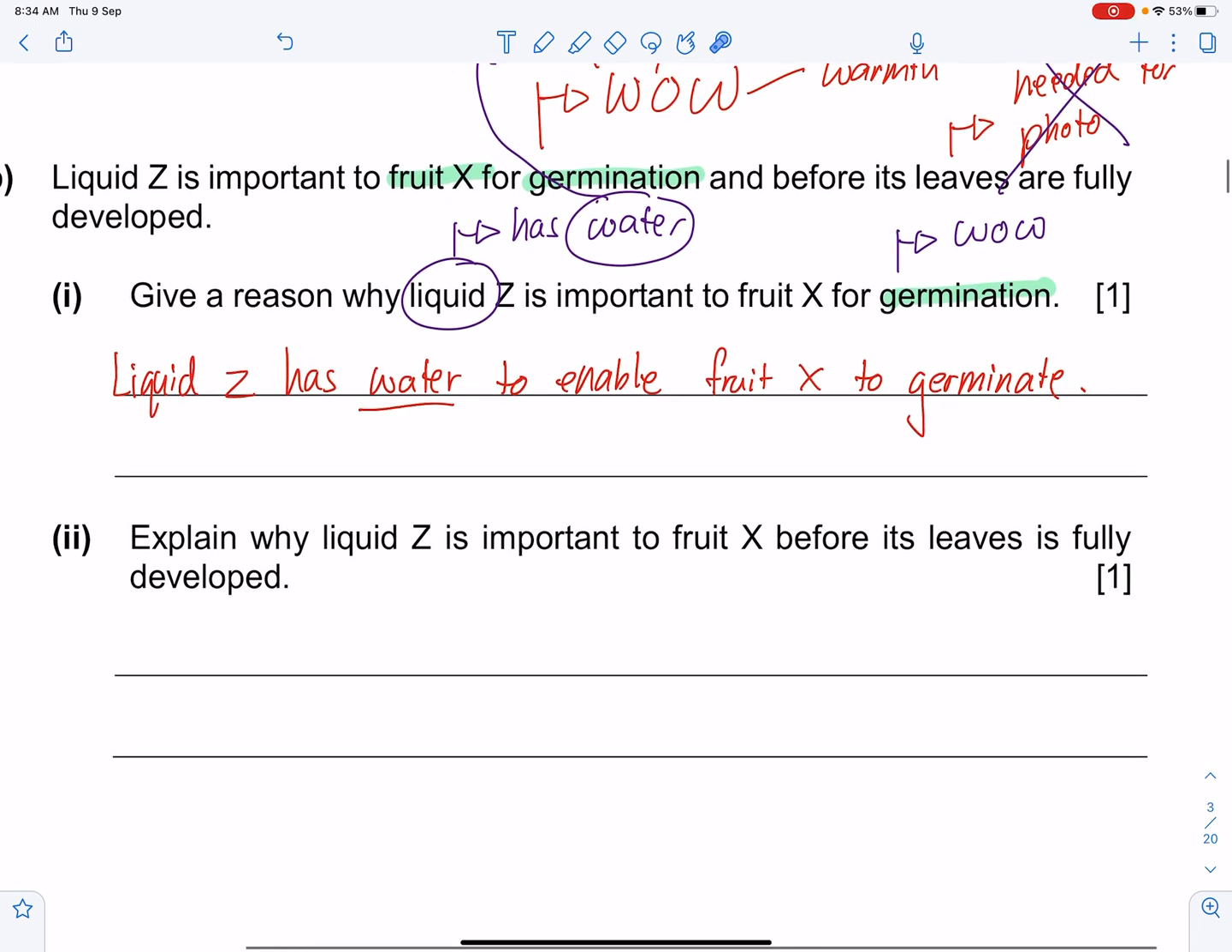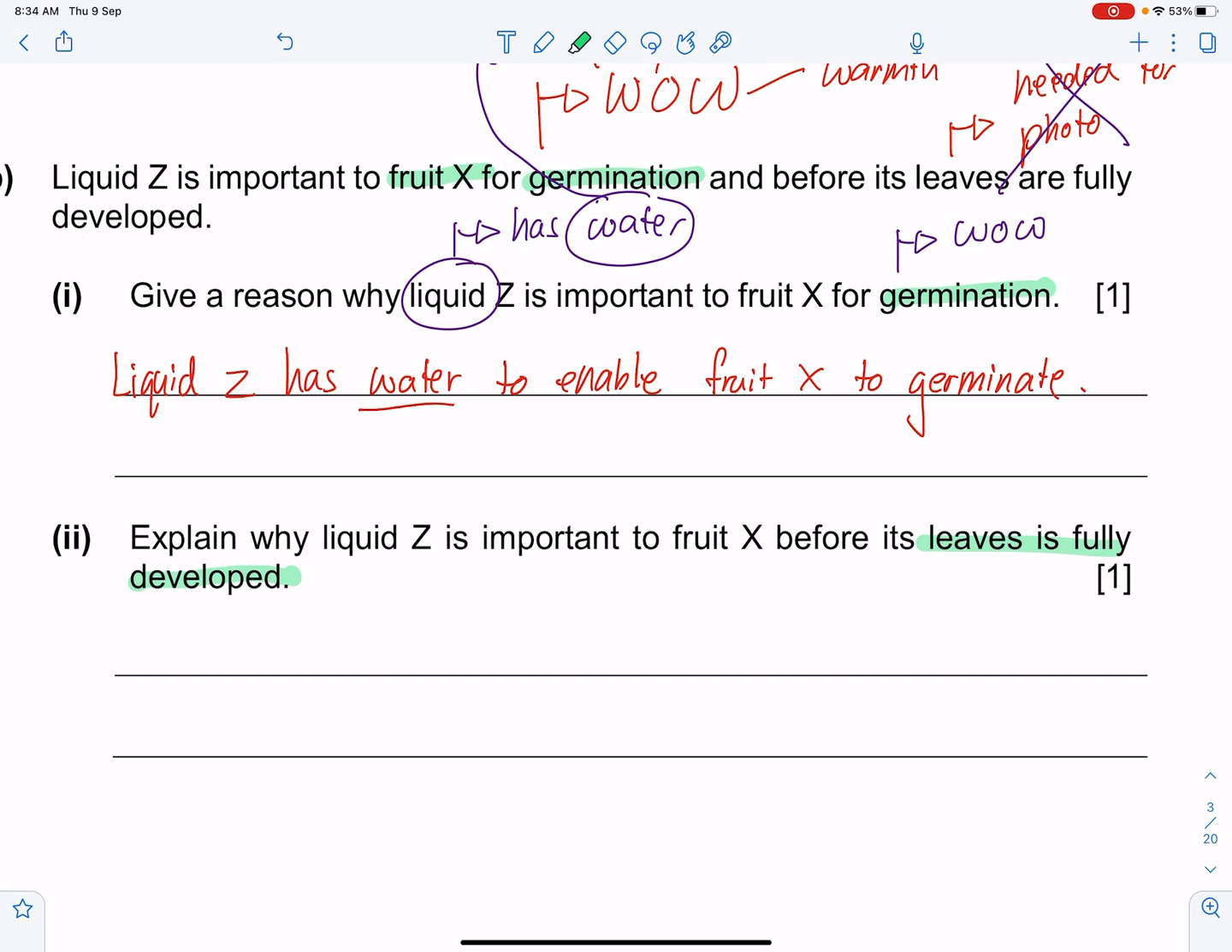Next, explain why liquid Z is important to fruit before its leaves, like what I told you. The part whereby it says before its leaves are fully developed, we have told you that the plant is unable to photosynthesize. So therefore, it needs a source of food. Okay? Now, please do not tell me nutrients. Nutrients is very vague. I do not want to see nutrients. If it's food, be confident. Put food there.